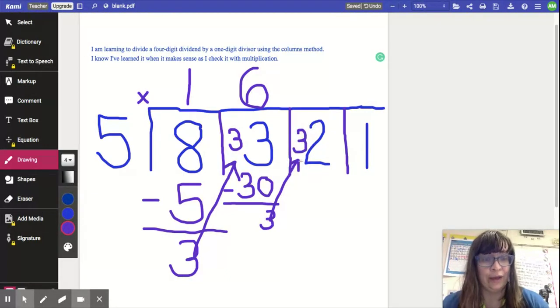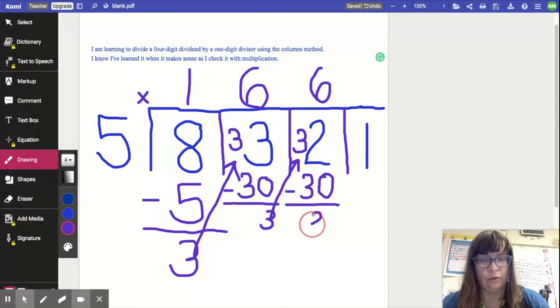This is what you do in the columns method of division. You regroup. 5 times 6 again, because I can get as close as I can to 32 without getting over. 5 times 6 equals 30. What is the difference between 32 and 30? It is 2. 32 minus 30 equals 2. What am I going to do with this 2? That's right. I'm going to regroup it and attach it to the 1.